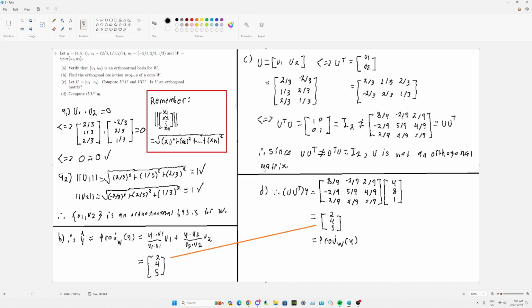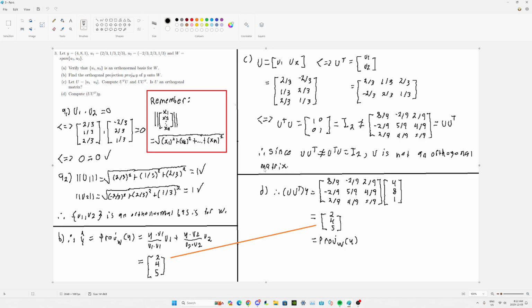Oh jeez. What's this? Let y equal this, with u1 and u2 given. Verify that the set u1, u2 is an orthonormal basis for W. So we're going to look at all of our pieces. The first piece is we want it to be orthogonal. The definition of that is we take all of the vector pairs within our set and make sure that the dot product goes to 0. So we did that. u1 dot u2 indeed goes to 0, so therefore it's orthogonal.